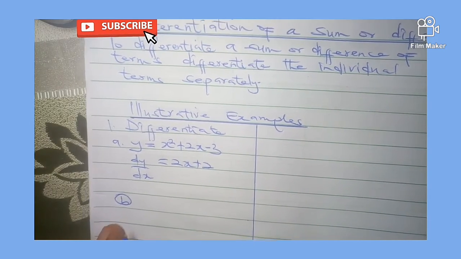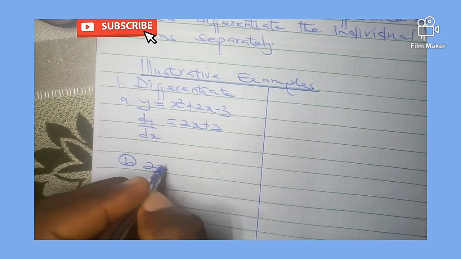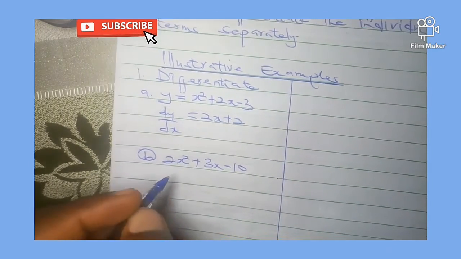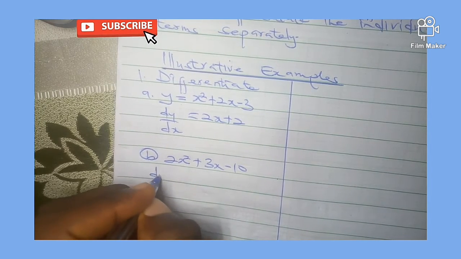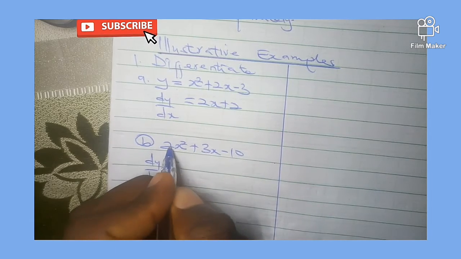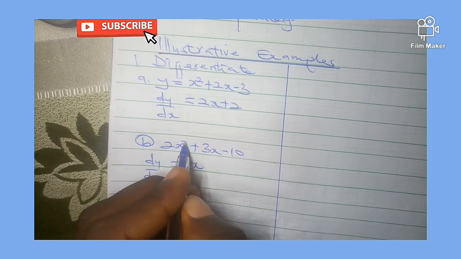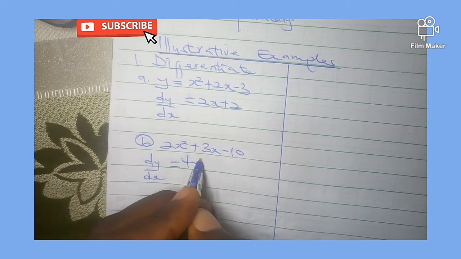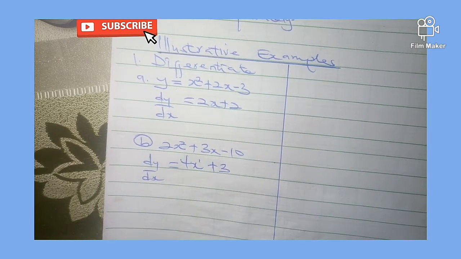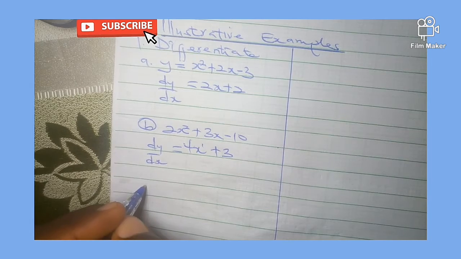B. 2x squared plus 3x minus 10. Good. So dy/dx is equal to this 2 multiplied by this 2, making 4x, and this 2 is reduced by 1, so to the power 1, plus 3. Just like that. Let's look at another one too.